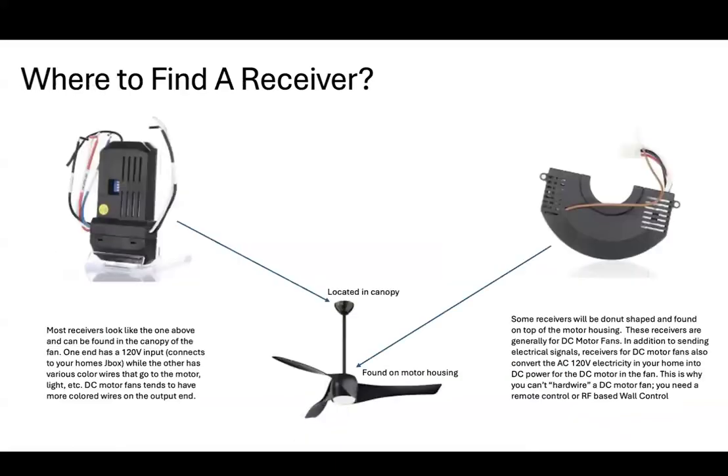Where to find a receiver? The location of the receiver will vary by model. Most receivers will be located in the canopy of the fan, where the fan wiring connects to the junction box. However, some DC motor fans will have the receiver located on top of the motor housing. Either location is easily accessible, so replacement is straightforward. Utilize the tech support team at Minka to find the receiver location or refer to the instruction manual for wiring diagrams.